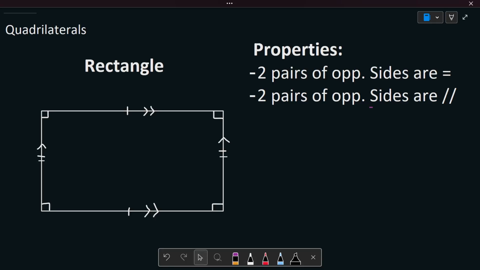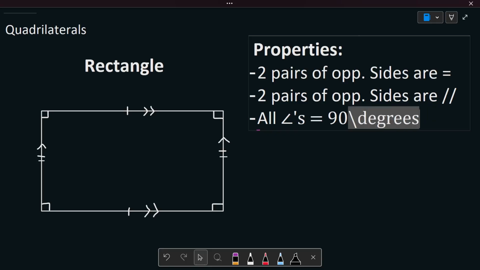So therefore, we can say that our property for the angles is that all angles, let me try and be fancy here as well, all angles equal to 90 degrees. All angles equal to 90 degrees.